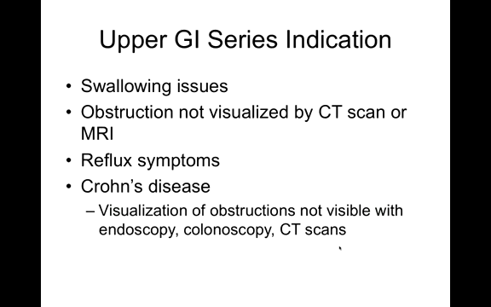Crohn's disease is an inflammatory condition of the intestines. So part of the intestines may be scarred, or any place in the GI tract could be scarred. And so again, it shows these areas that may not be visible on a CT scan or MRI.